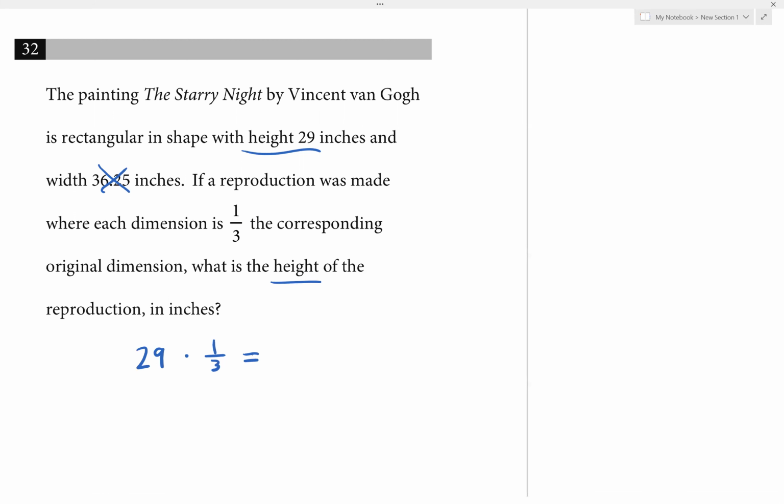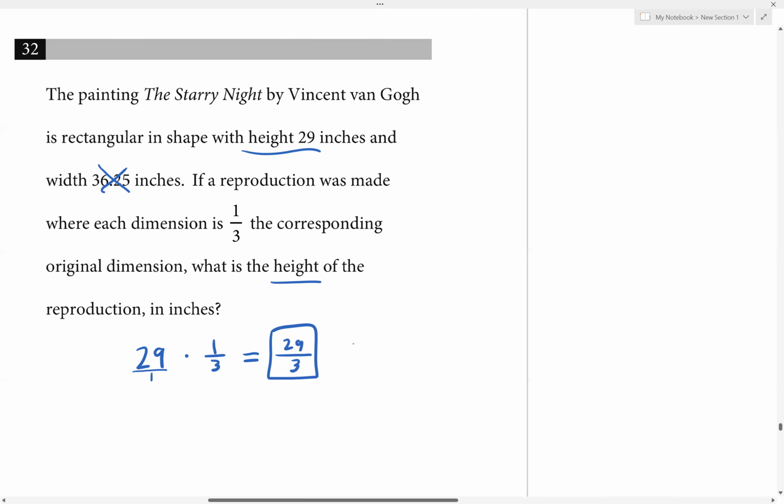So this here, we could just leave it as a fraction, right? So 29 is like 29 over 1 times 1/3. We multiply the top by the top, it would be 29 times 1, 29, bottom times the bottom, 1 times 3 is 3. So that should be our answer. You can just leave it as an improper fraction, right? So 29 over 3 will be correct.